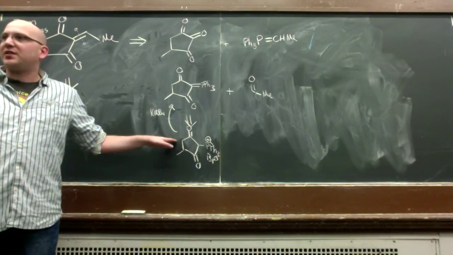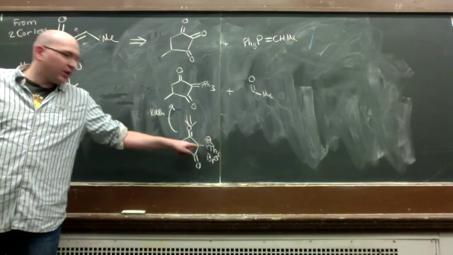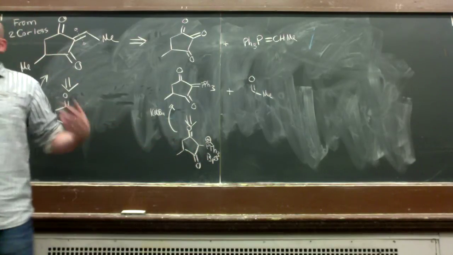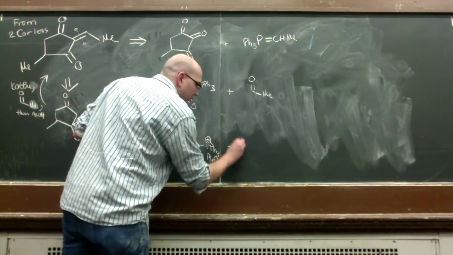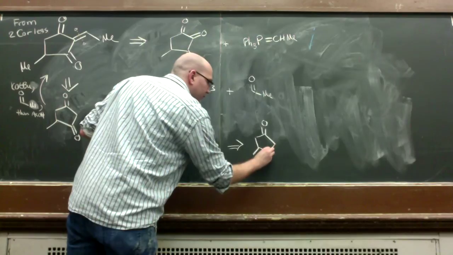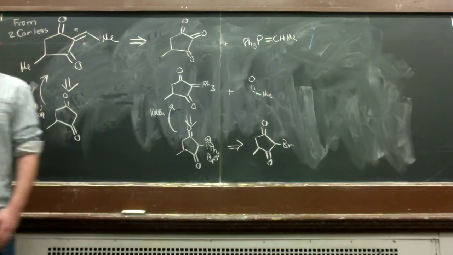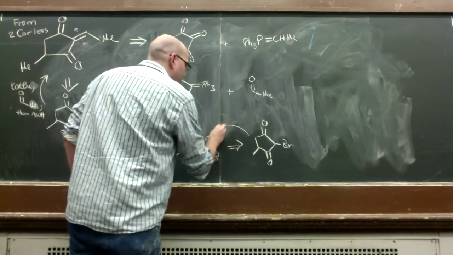And then how do we make this? Yeah, so the bromine would be the leaving group. So we treat triphenylphosphine with that, right? And triphenylphosphine. So that's so you guys know.